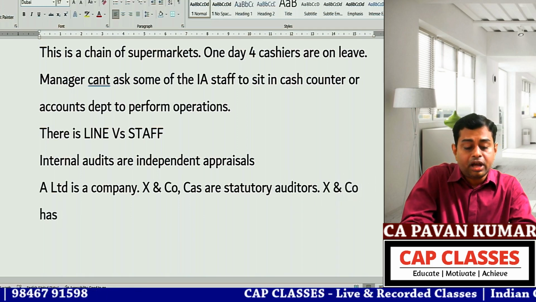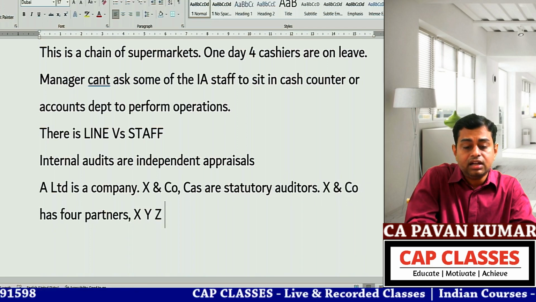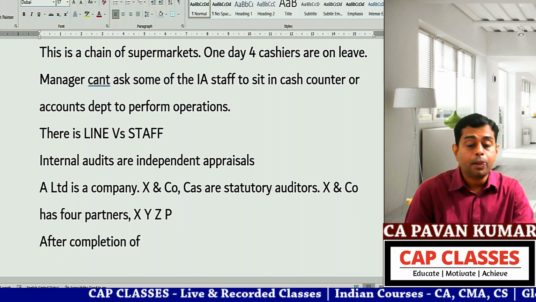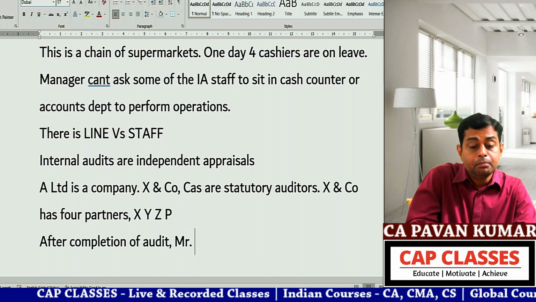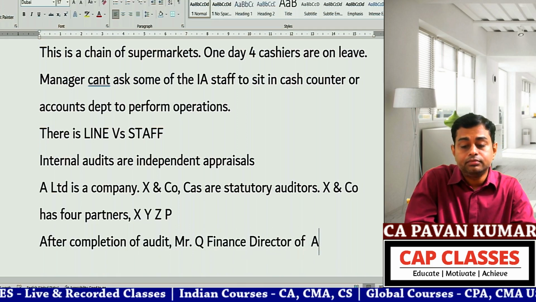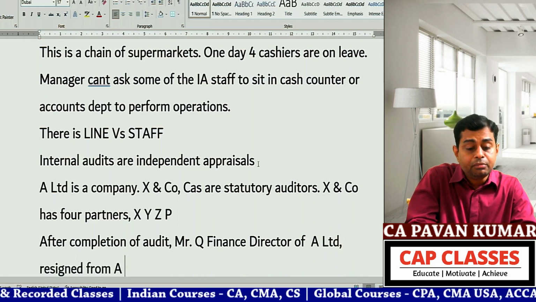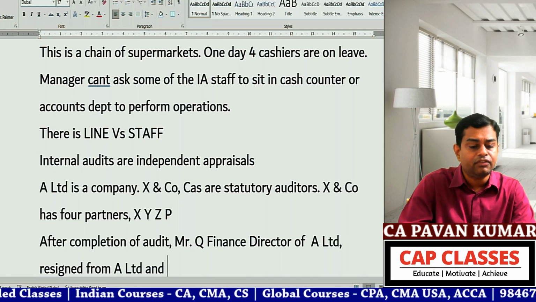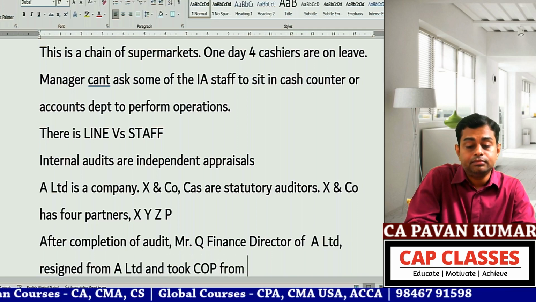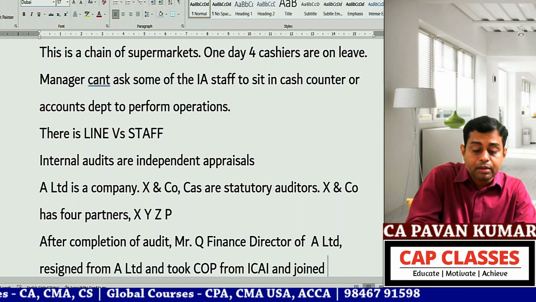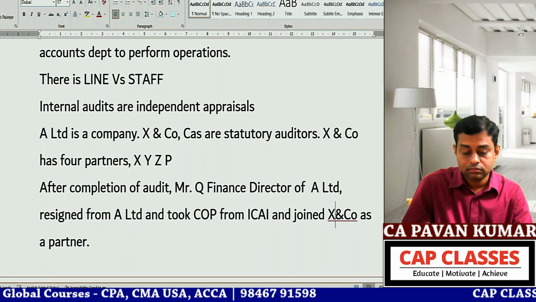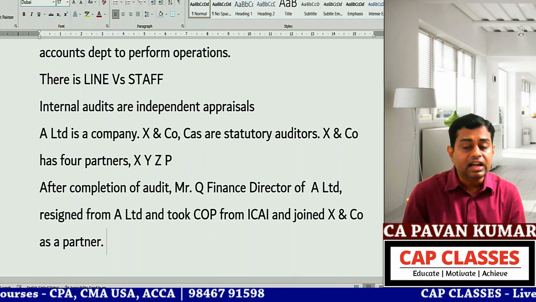X and company has 4 partners: X, Y, Z, P. After completion of audit, Mr. Q, finance director of A Limited, resigned from A Limited, joined and started practice, took COP from ICA and joined X and company as a partner. Now you tell me whether X and company can continue to be the auditors or they need to resign.